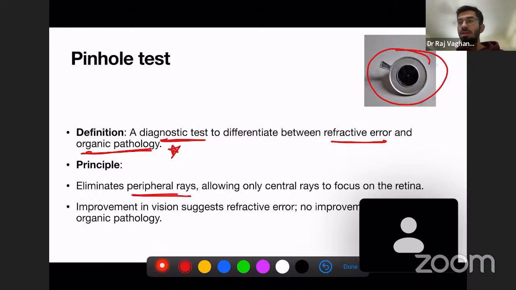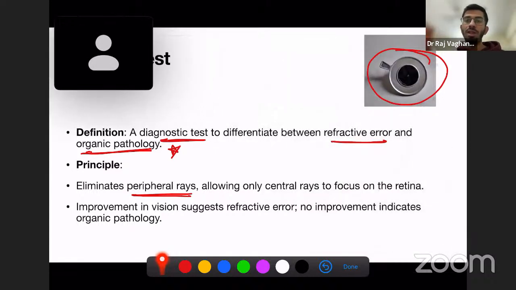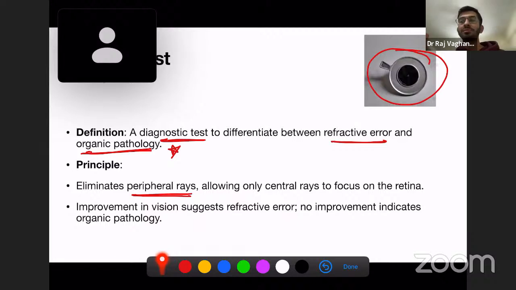It eliminates the peripheral rays, because all the black covering blocks the entry of light and only allows light to enter through the pinhole. So it eliminates the peripheral rays, allowing only the central rays to focus on the retina. Improvement in vision suggests refractive error. If you make the patient read using the pinhole, and the patient already has some power, for example -4, and the vision improves with the pinhole, that means the person has a refractive error. If there's no improvement, it indicates organic pathology. It is a very important test, and it differentiates between refractive error and organic pathology. So this was about the pinhole test.